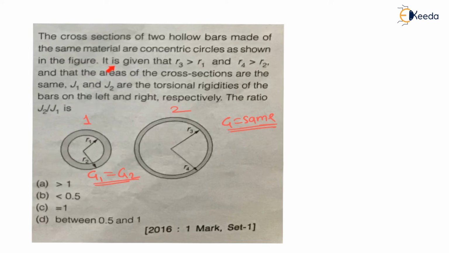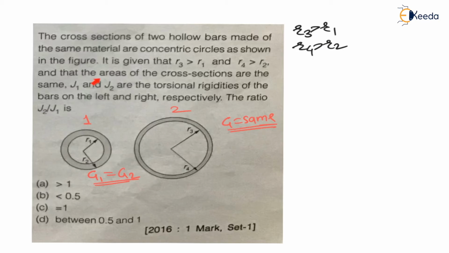Then it is given that R3 is more than R1. Now here you can see R3 is inside radius of second shaft and R1 is inside radius of first shaft. Here R3 is more than R1 and R4 is more than R2. That is, outside radius of second shaft is more than outside radius of first shaft. Therefore R4 is more than R2.